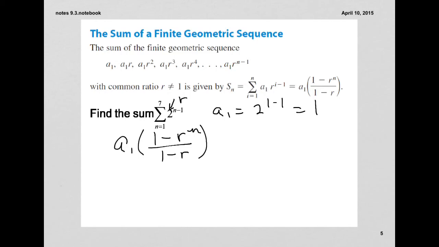Okay, so now I can plug everything in. I have 1 times 1 minus 2 to the n, and the n is my biggest number, which is 7, all over 1 minus 2. And that's going to be equal to 127.